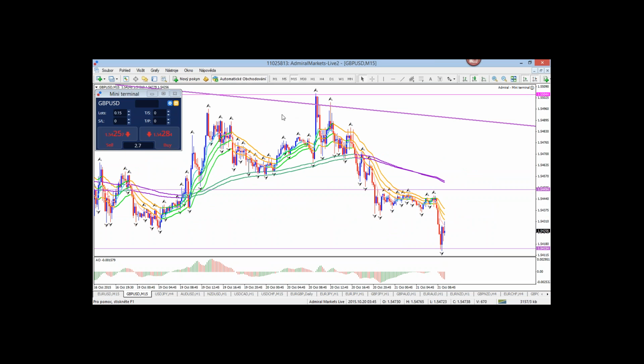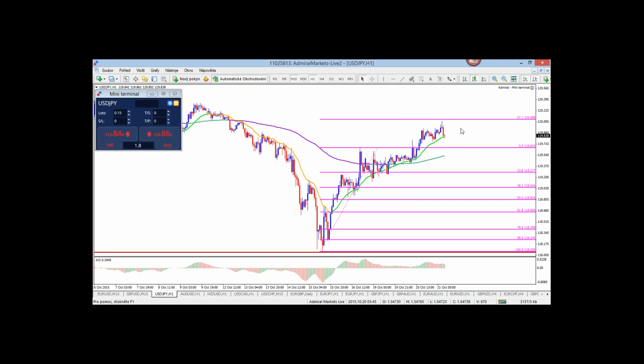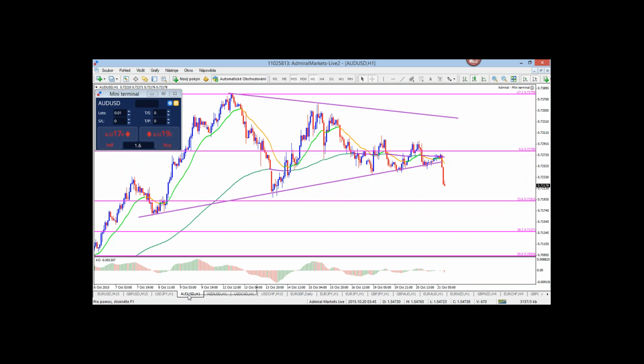Let's see if there's something else. Dollar yen. Struggling with the 120, as we said yesterday, that there's not much space to the upside. And as far as I can see, it stopped at 120.05, 06. And still not interesting, in fact, so let me just skip it. In my opinion, not interesting.